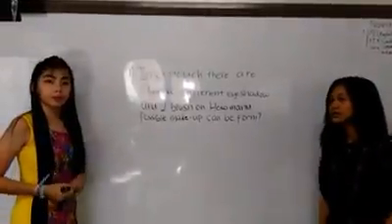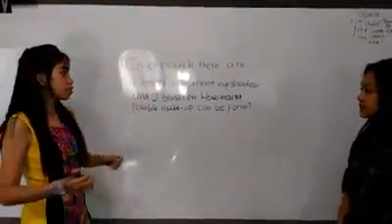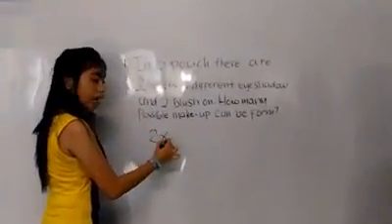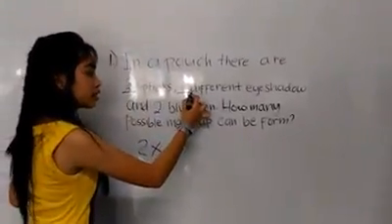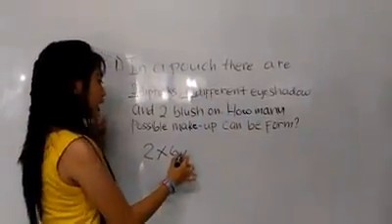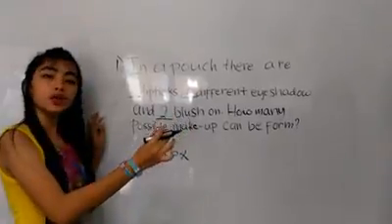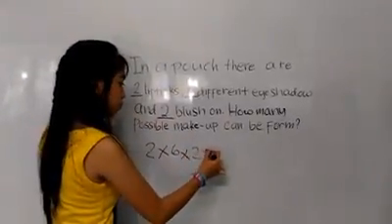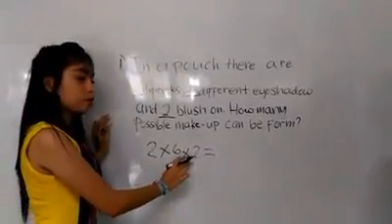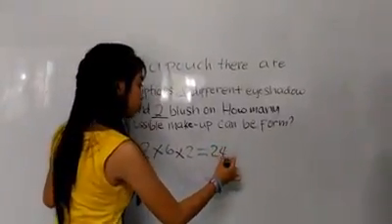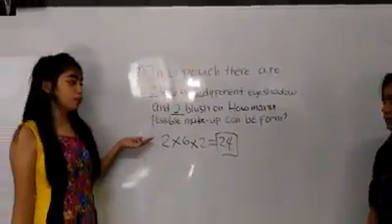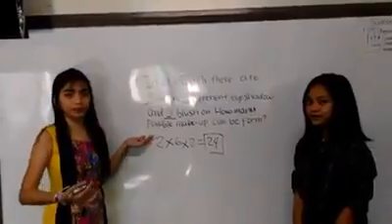So let us see. The solution: 2 lipsticks, times 6, because you have 6 different eyeshadows, then times 2, because you have 2 blush-ons. So 2 times 6 is 12, times 2 is 24. This is the answer for the possible makeups that we can form.